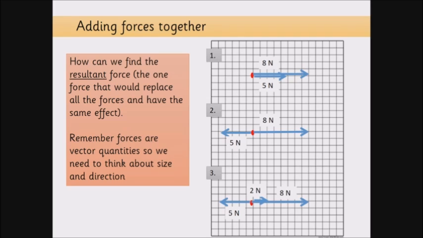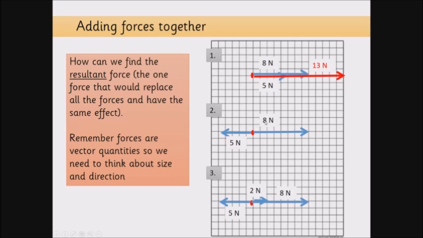Okay, so how are we going to add forces together now that we know what a vector is? Let's see what would happen if we added them up. The first example: if we've got 8 newtons to the right and 5 newtons to the right, when you add those up, you literally just add up the sizes. So 8 plus 5 will give us 13 newtons to the right, because they're both in the same direction.